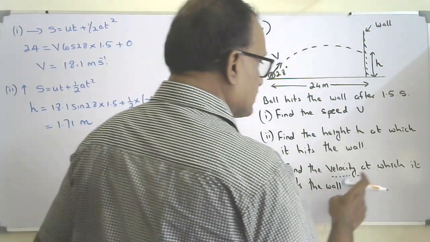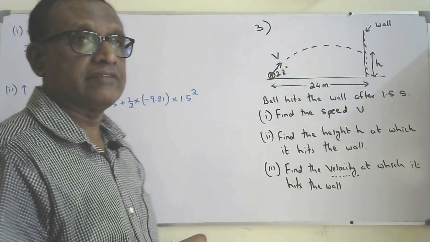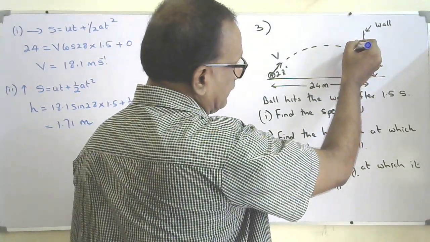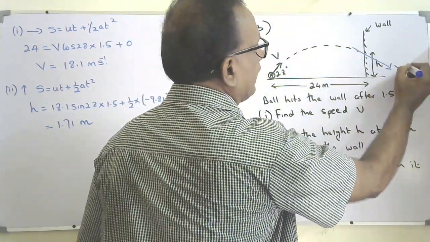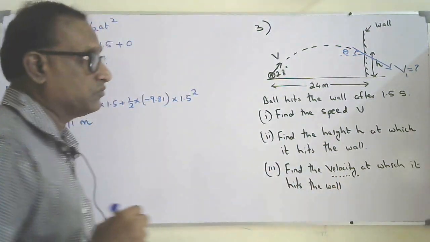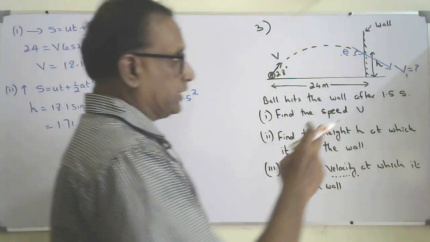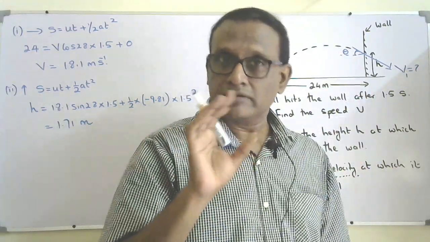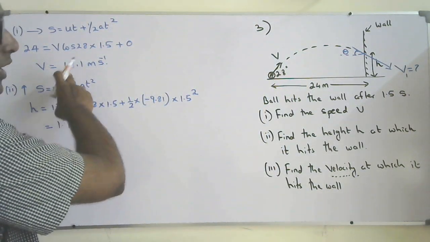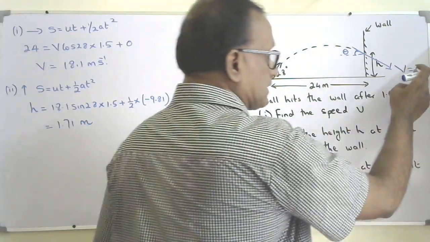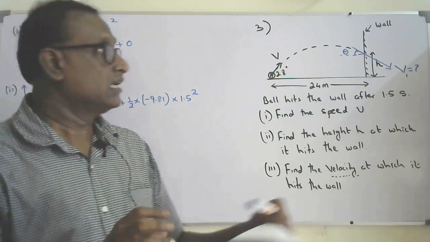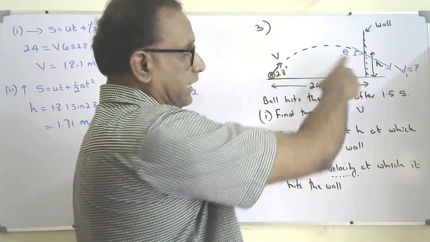Third part, find the velocity at which it hits the wall. Velocity, because I need to give the angle, the direction also, when it hits the wall. When it hits the wall, the velocity will be along the tangent, something like this. I need to find that velocity. I can call it v1, and I need to give this angle theta. We know the horizontal component of this velocity just before hitting the wall remains the same as the initial horizontal component, that is 18.1 cos 28, because there is no acceleration in the horizontal direction. So I need to find the vertical component of the velocity during collision.